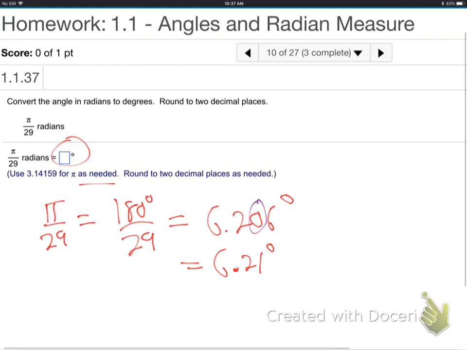Second spot: you circle the spot you want to end in, you look 1 to the right. If it's 5 or more, you go up, right? So it's 6.21 degrees. That makes sense there?